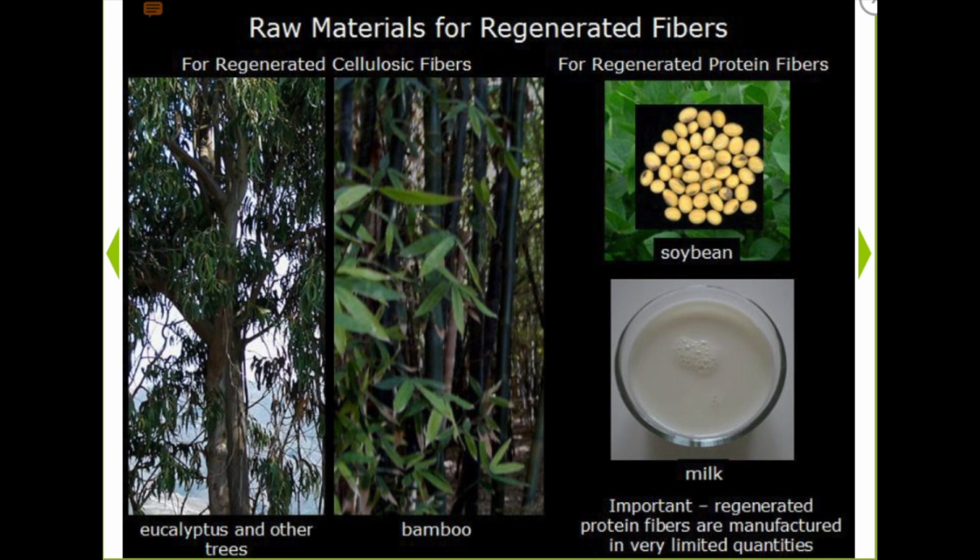The regenerated fibers are the fibers that use an organic or natural raw material. Some of those raw materials are usually cellulosic. Some of those come from trees like eucalyptus trees or bamboo trees; soybean and milk are some of the raw materials to make regenerated fibers. If they are coming from plants, they're usually cellulosic. If they're coming from food, they're usually protein-based.